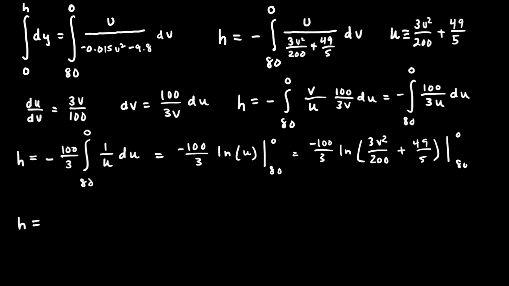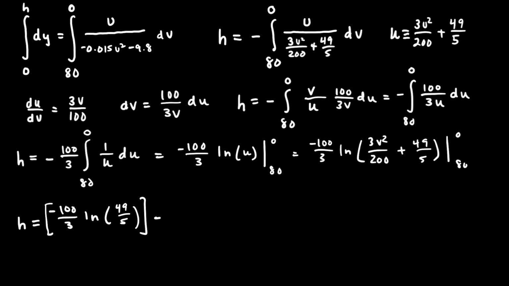And when I plug in 0, the only place where I have to plug in v is in the first term inside the natural log. So plugging in 0 there means that I get minus 100 over 3 times the natural log of, and that first term will drop out because it's 0, the natural log of 49/5. And so when I plug in 0, that is what I get, minus, now I need to plug in 80.